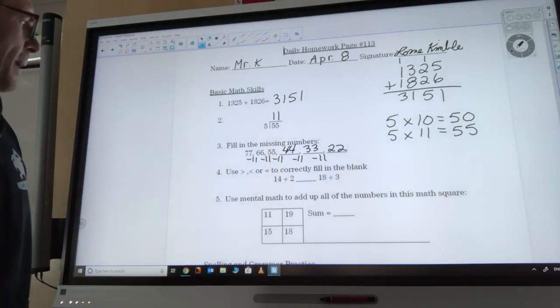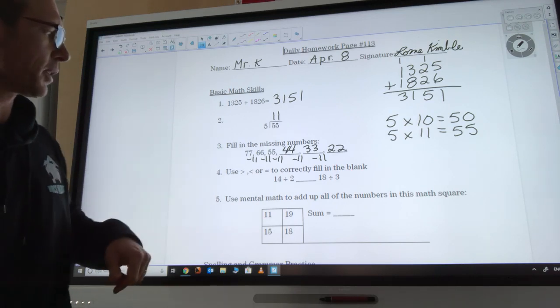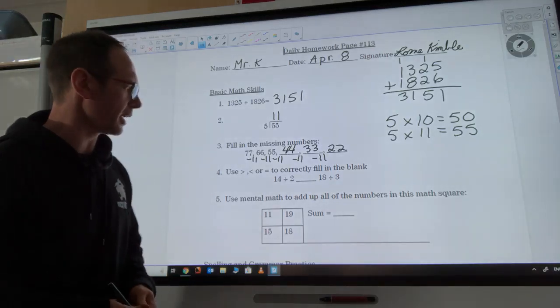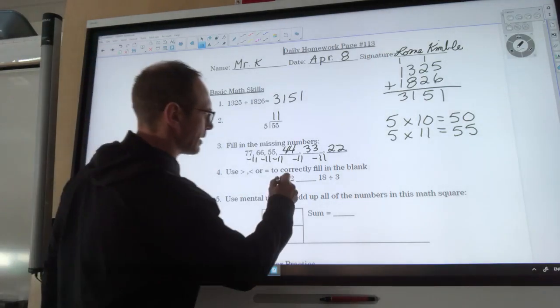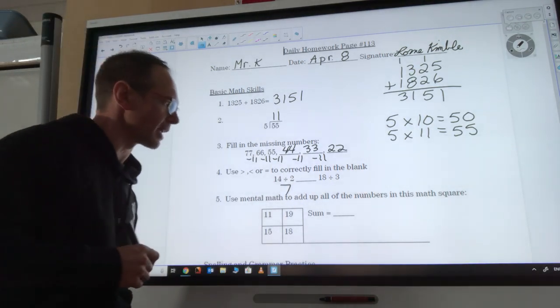Number 4, we're doing comparing. 14 divided by 2, is that greater than, less than, or equal to 18 divided by 3? Well, if I look at 14 divided by 2, how many 2's does it take to get to 14? Well, 2, 4, 6, 8, 10, 12, 14, that's 7. 7 2's to get to 14, so 14 divided by 2 is 7.